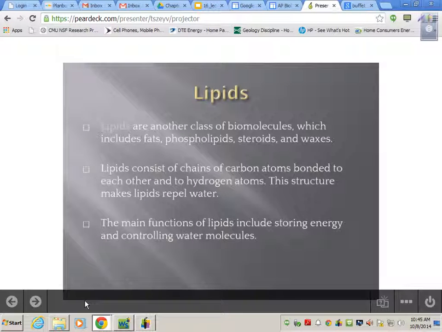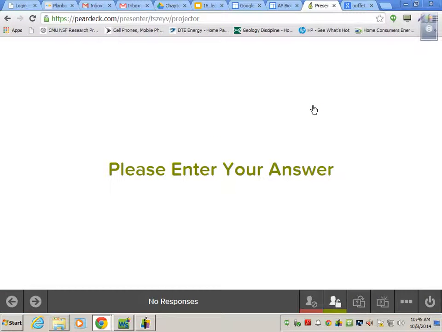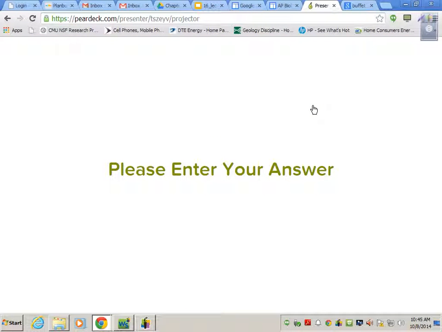You guys were off carbohydrates. Refocus. Can anybody tell me what the monomers of lipids are? Please tell me what the monomers of lipids are. Type it in. See what you learned last year.